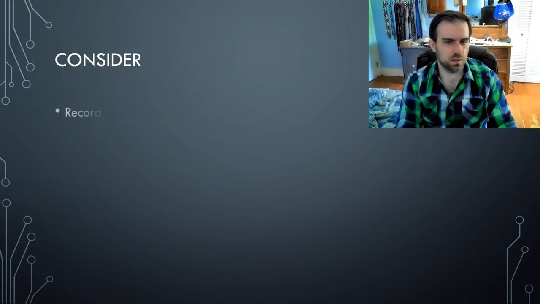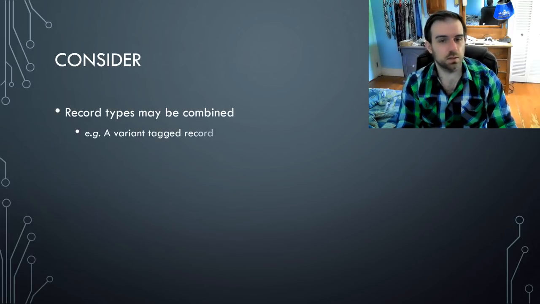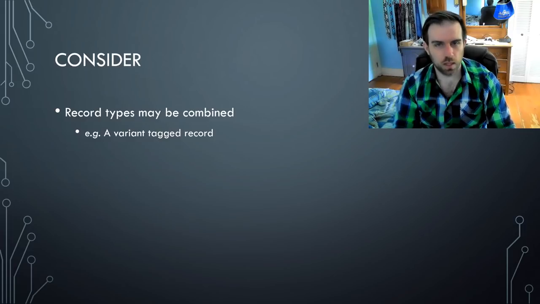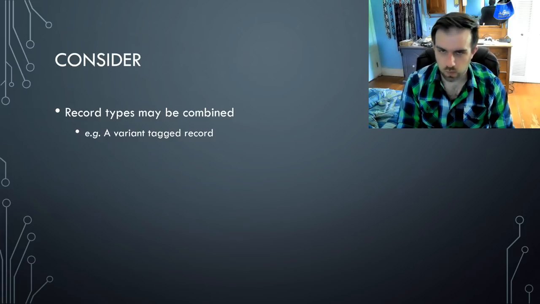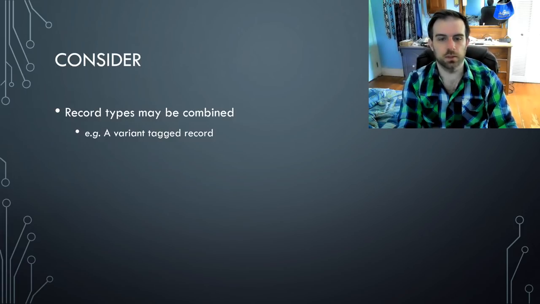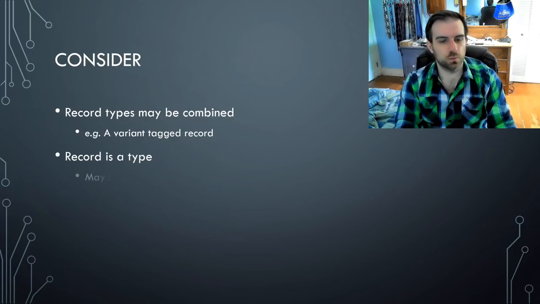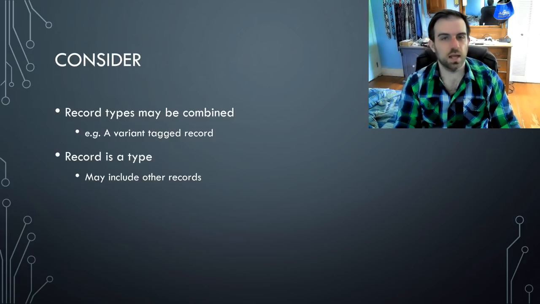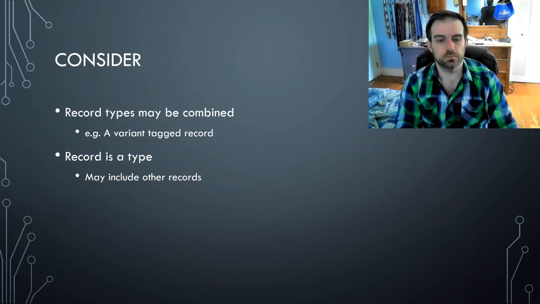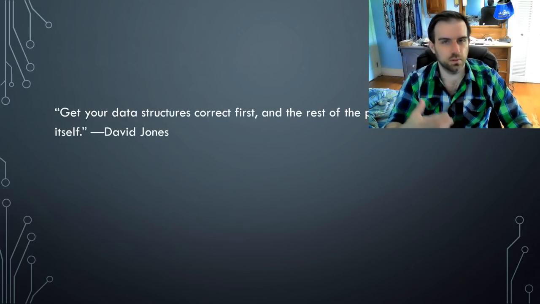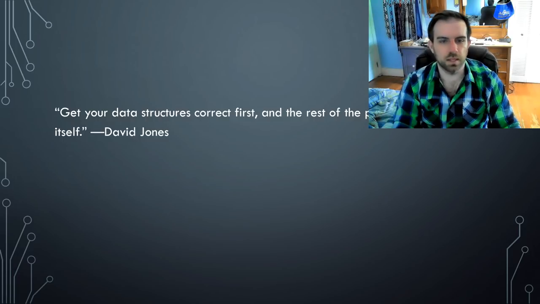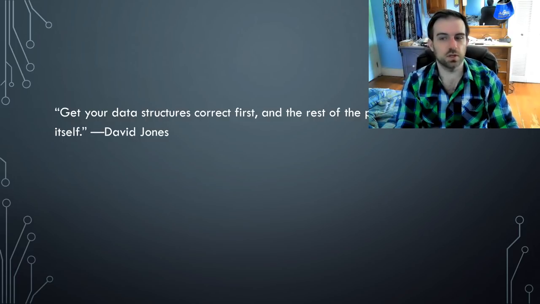And then just something to consider is that record types can be combined, so it is possible to have a variant tagged record. This might seem a little bit redundant, but there are actually uses for it. It's rare, but there are uses for it. And so record is a type like any other, and so you can have a record which includes another record. And just a little quote, because I happen to find this very important and a useful thing to program by: get your data structures correct first, and the rest of the program will write itself. David Jones.